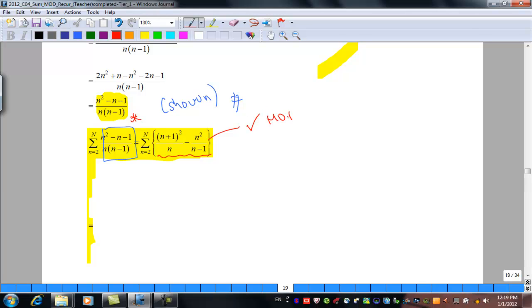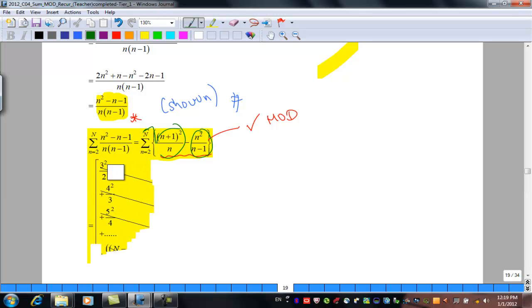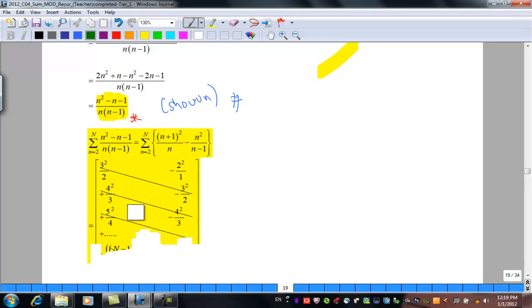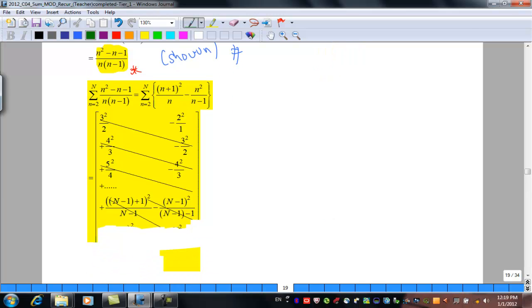Now in fact this is suitable for MOD. I have two terms in similar form. Both are fractions, something square over a number, something square over a number, and I also have my sigma notation. So I suspect that I'll be able to do MOD. Now, without walking you through too much, I'm just going to show you the method of difference, along with the cancellations.